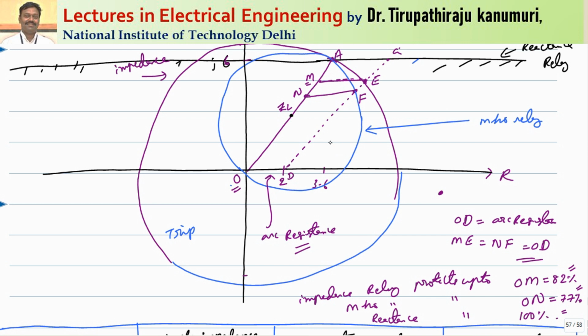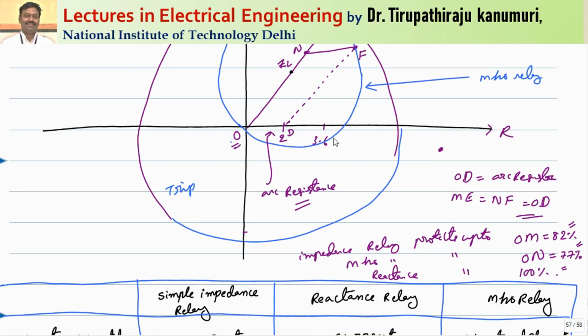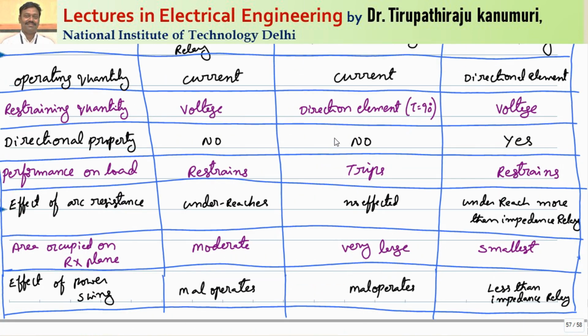And if you are going for very long transmission lines where the chances of power swings are more, there it is better to go for the mho relay. So let us try to summarize the characteristics of all of these relays, then we will come to the conclusion.